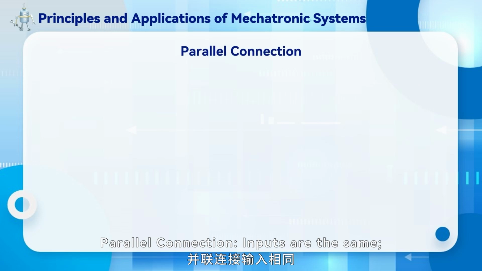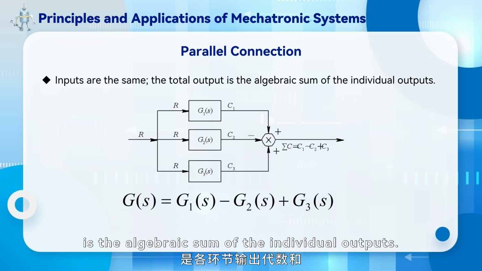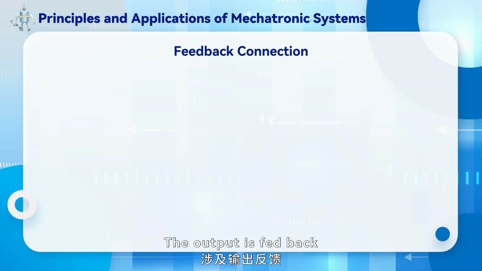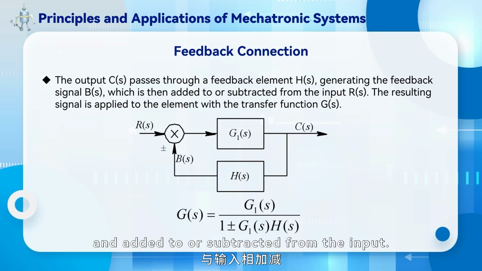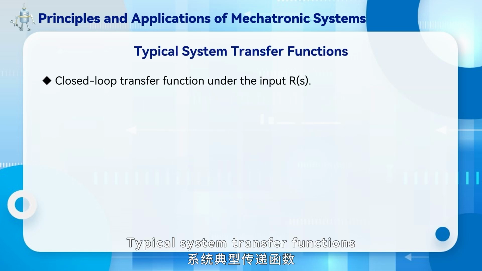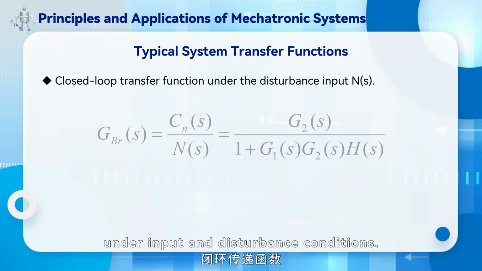Parallel connection. Inputs are the same. The total output is the algebraic sum of the individual outputs. Feedback connection. The output is fed back and added to or subtracted from the input. Typical system transfer functions also include closed-loop transfer functions under input and disturbance conditions.